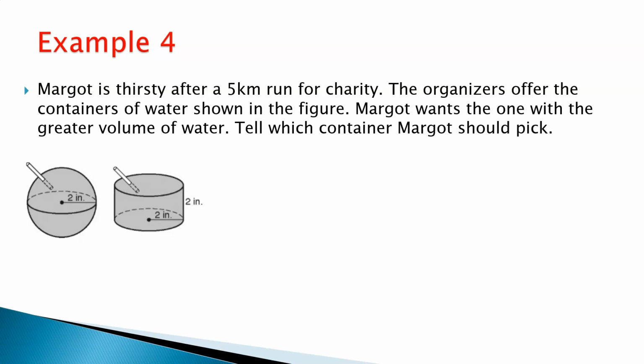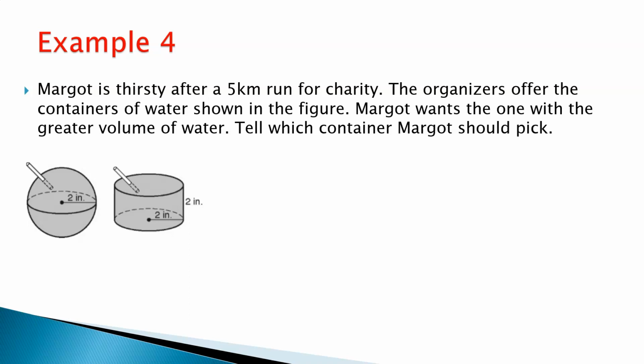So she ran a 5K for charity, and obviously she is exhausted. They have containers of water, which they show here. One of them is a sphere. One of them is a cylinder. Margaret wants the one with the greater volume of water. Obviously, I would too, right? If I just ran a 5K, I'm exhausted, I'm thirsty, I'm going to want a lot of water. I would want the container that holds the most, right? Which one has the bigger volume? Tell which container Margaret should pick.